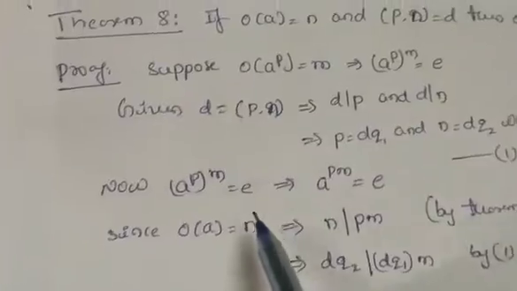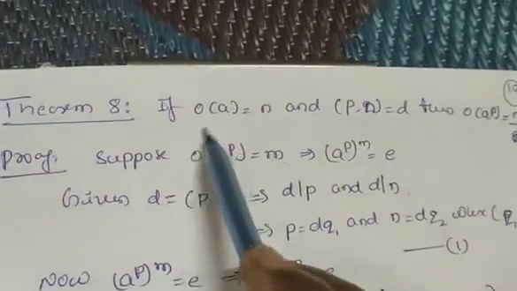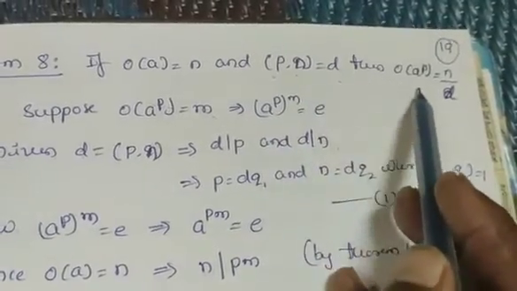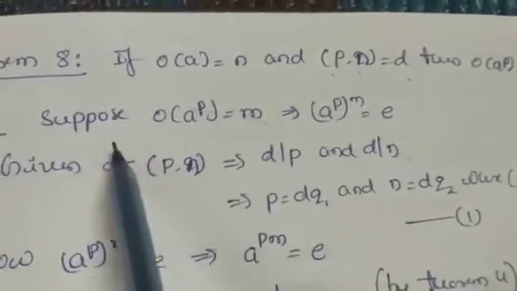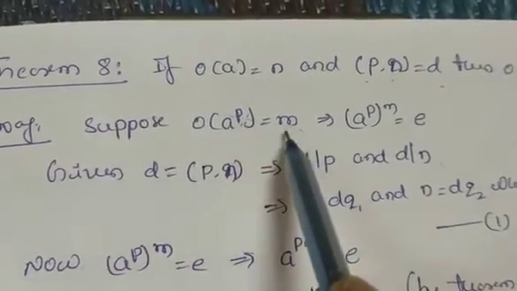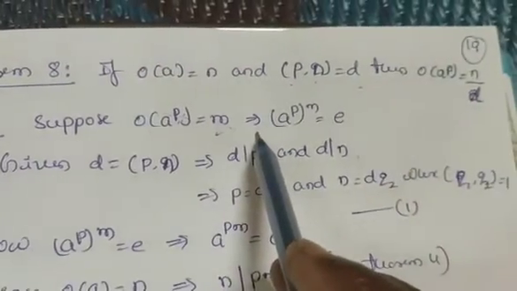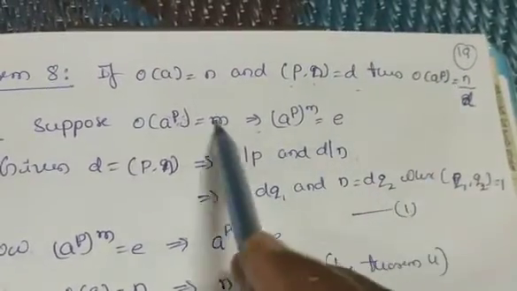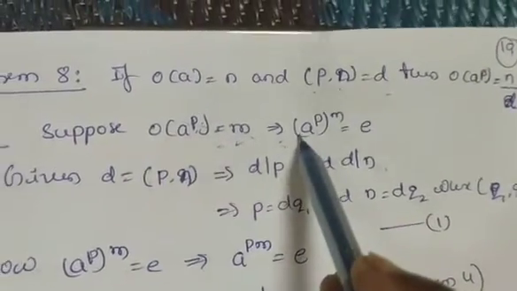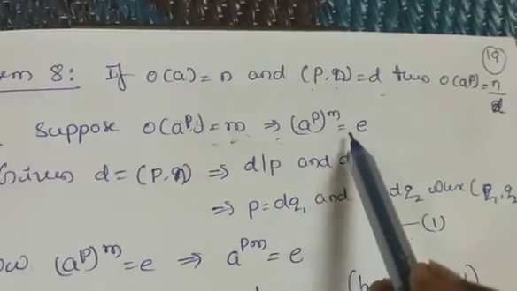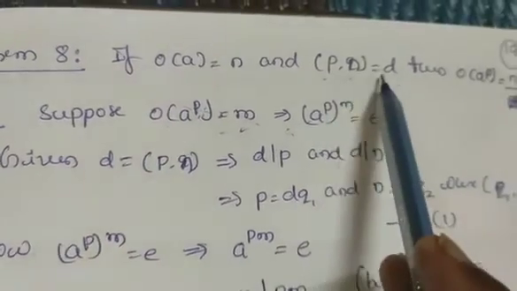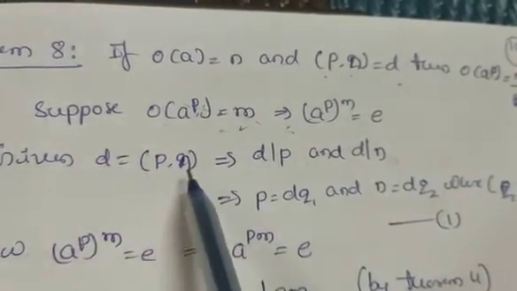So here, suppose order of a is equal to n and GCD of p and n is equal to d, then order of a raised to p is equal to n divided by d. Let us take the proof. Suppose order of a raised to p is equal to m. Then this implies, because we are proving this one, you have to take order of a raised to p. This implies, by the definition of order of an element, a to the power of p whole raised to m is equal to e. Now it is given d is equal to GCD of p and n.